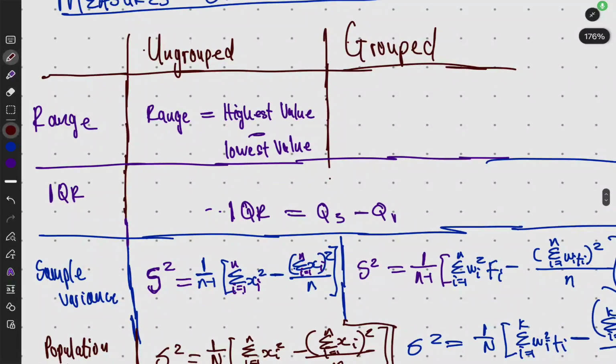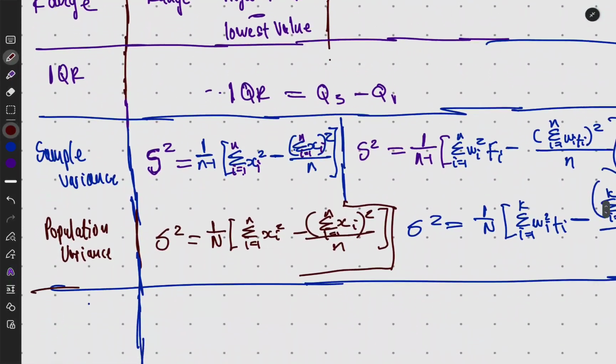Let's do the last three. Please, if you forget this, I'm going to cry. Are you telling me that you can't do the square? It's the sum of the squares.